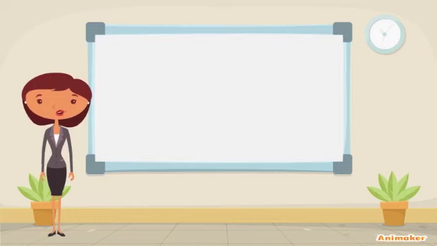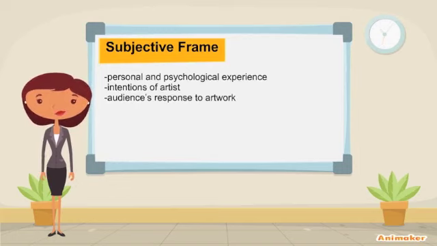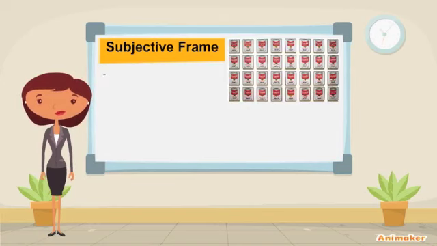The subjective frame. The subjective frame explores the personal and psychological experience of creating and viewing an artwork. It includes the intentions of the artist and the audience's response to the artwork. This includes how the artwork makes you feel and why, as well as the ideas surrounding feelings, sensory experience, imagination, human consciousness, and creative expression, as well as others.